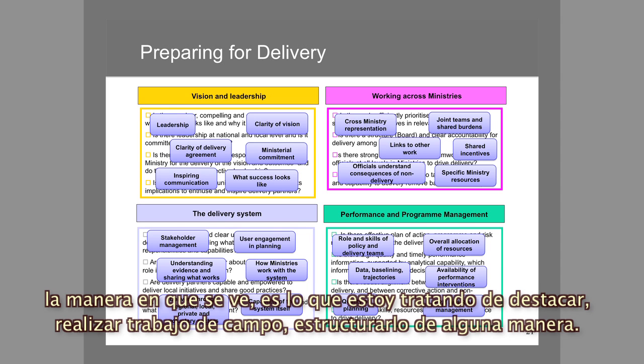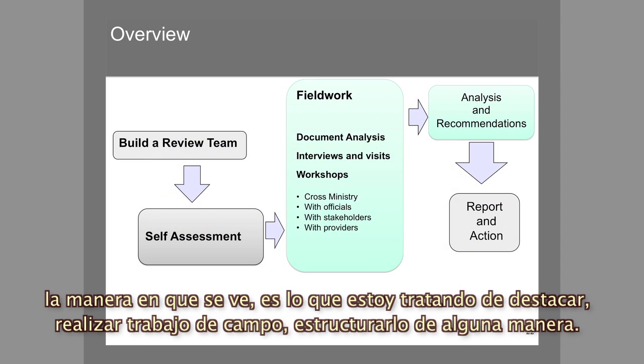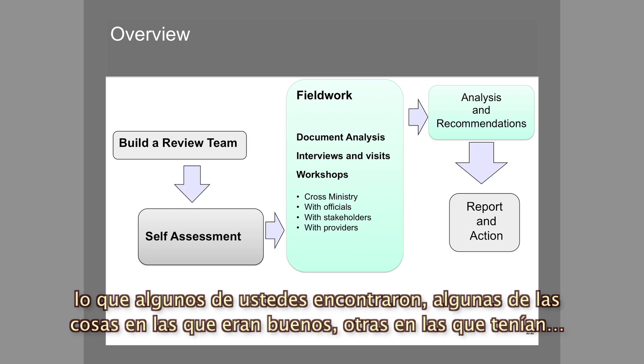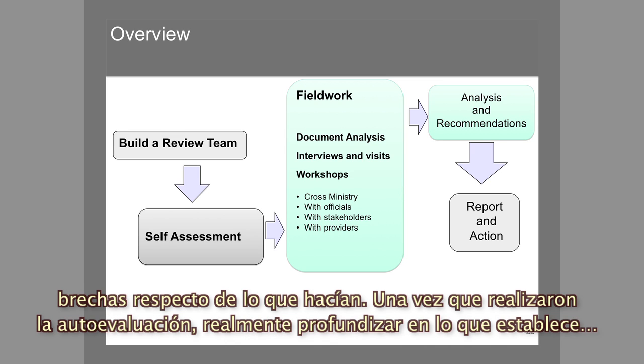But what that looks like is, the point I'm making is really, try and do some field work. All right, structure it in a way. The questions themselves are good. I like to think they are good questions. And the ministries, when we used this, were very, very engaged with it and found exactly what some of you found. That some of the things they were good at, some of the things they had gaps in terms of what it is they were doing.